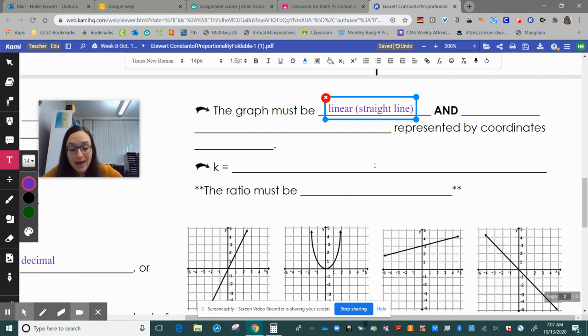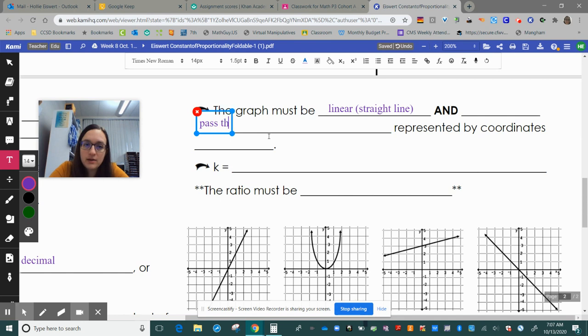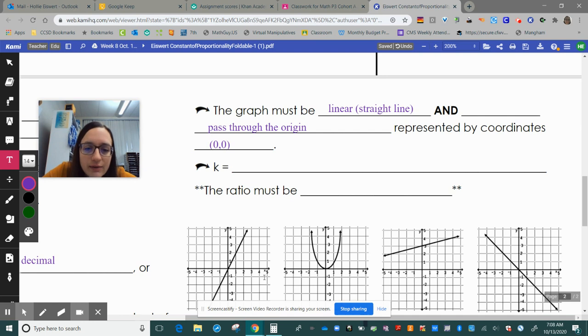So linear, and it must pass through the origin. Now, it may have been a while since you heard the word origin, but that origin is represented by the coordinates, and I'm going to write it as the ordered pair (0, 0). So that's right in the middle, right where the 2 axes cross, right in that center where we start graphing on a coordinate plane, right there.